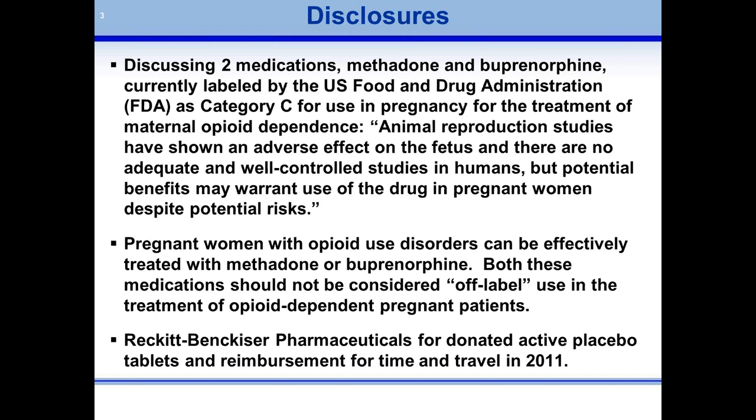As far as disclosures, I am going to be talking about two different medications, methadone and buprenorphine. Both are currently labeled as FDA pregnancy category C, which means that animal reproduction studies have shown adverse effects on the fetus, but we don't have adequate and well-controlled studies in humans. And really, the physician and patient need to use these medications at their own risk.